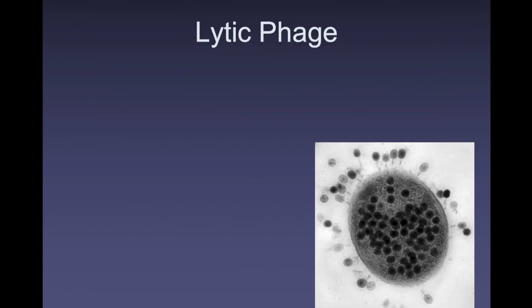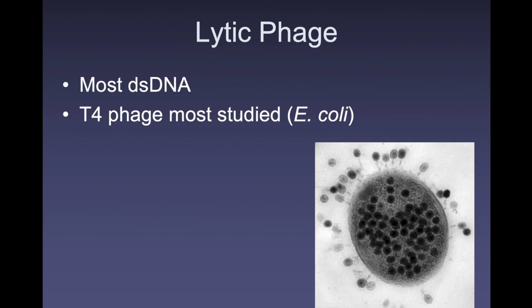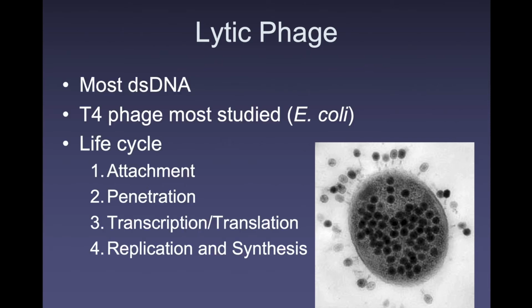So we'll start with the lytic phage, and let's look through the process of this replication cycle. For lytic phages, this is a picture of a complex bacteriophage infecting a host cell. In this case, you see that host cell is just about to burst. This is a lytic productive infection. Most of these things have double-stranded DNA, so it's a very quick and easy process for replication and synthesis. The T-even phages, so T4, T6, T8, etc., these guys are the most readily studied just because they infect E. coli, which is the most commonly studied bacteria.